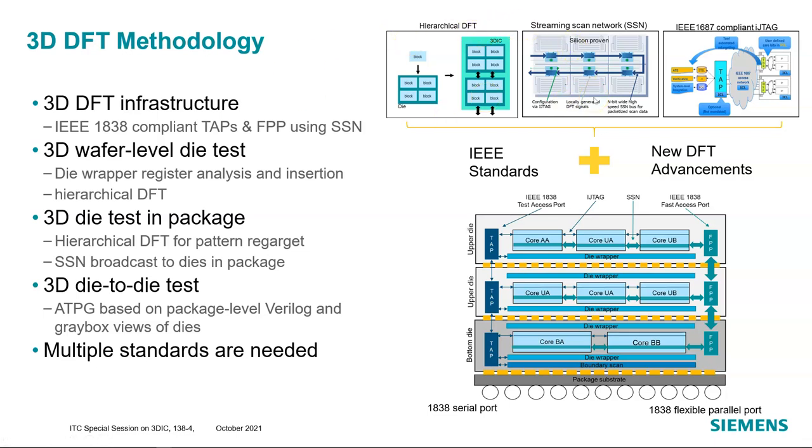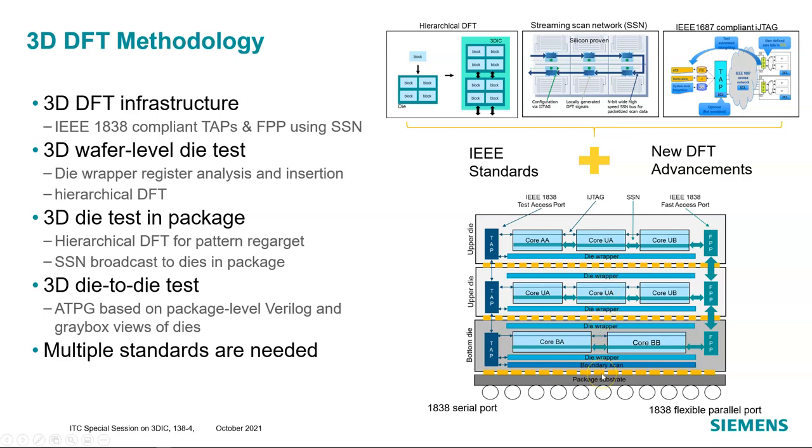Streaming Scan Network (SSN) is a newly announced on-chip DFT management solution, providing a true plug-and-play test, and an IEEE 1687 compliant IJTAG to operate the DFT. On top of this, lots of new advancements are done to make a 3D IC DFT solution available. At the die level, die wrapper cell analysis and insertion are done to make sure the IOs that can be directly probed by ATE are instead controlled and observed by DWRs. This is to maximize the test quality for both the die test at wafer and inside the stack.